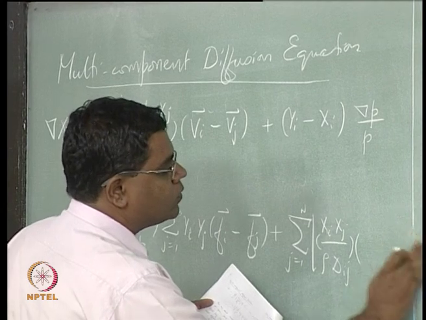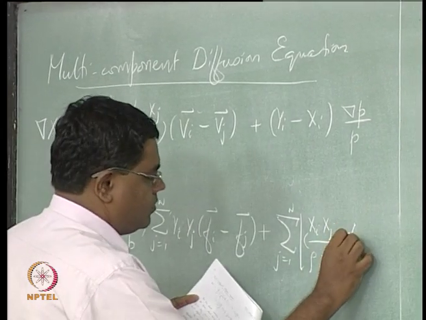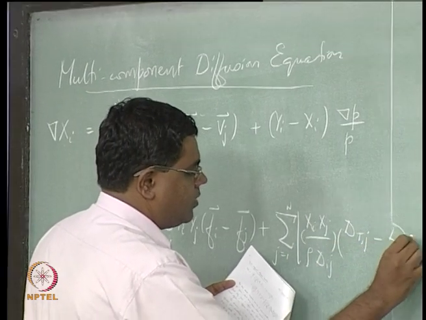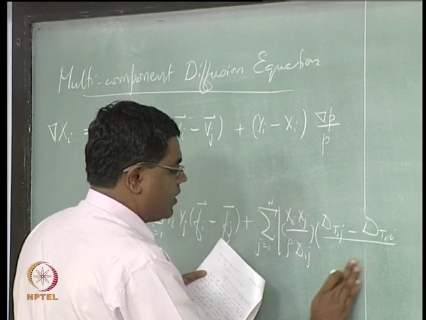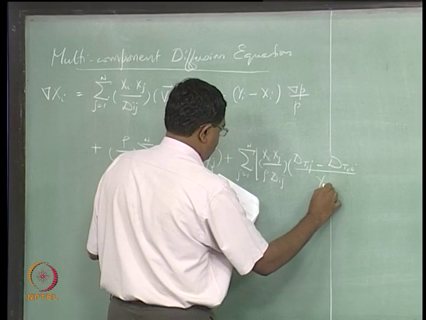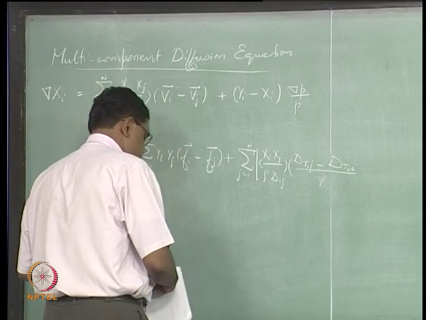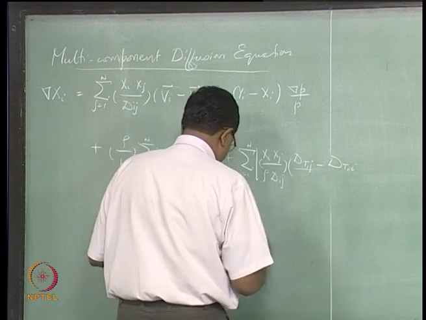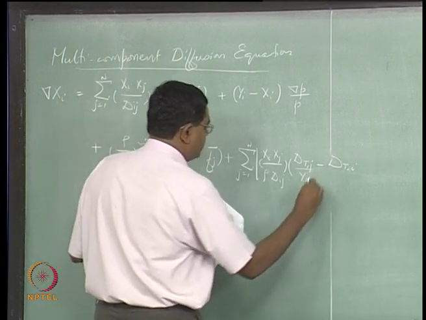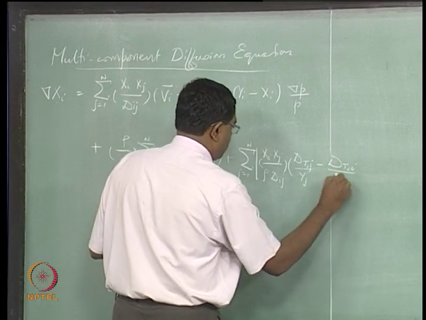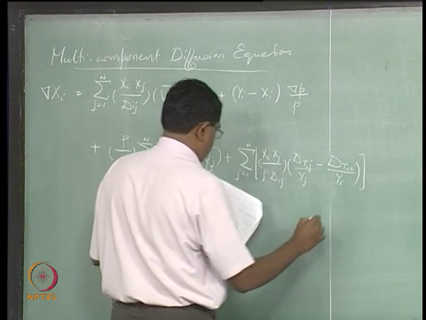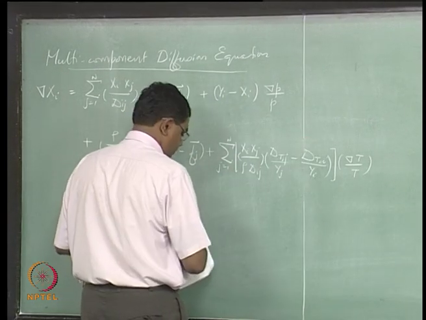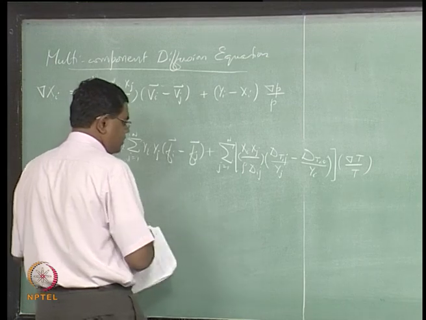times DT,j minus DT,i divided by... yj, I'm sorry, this ought to be like this: yj minus DT,i divided by yi, times gradient T divided by T.